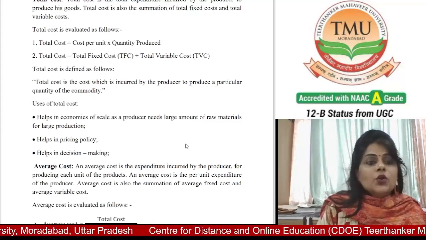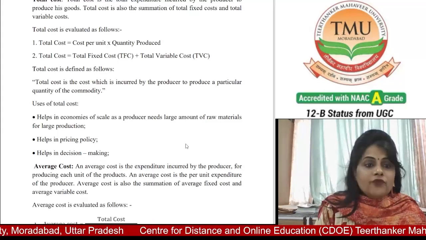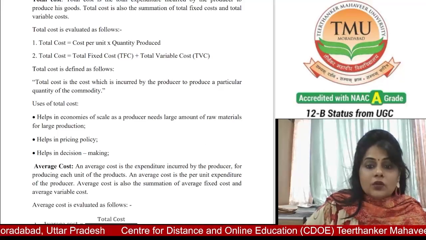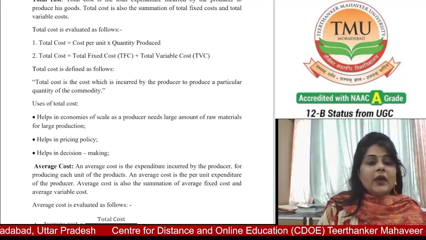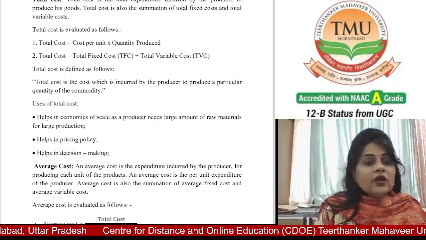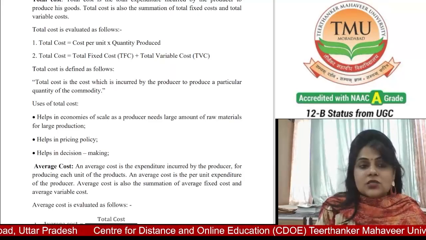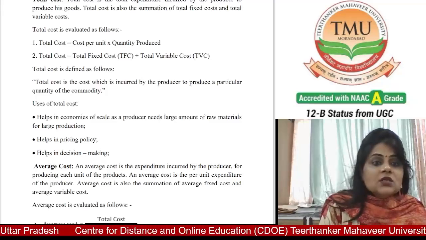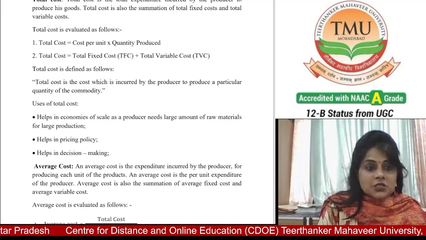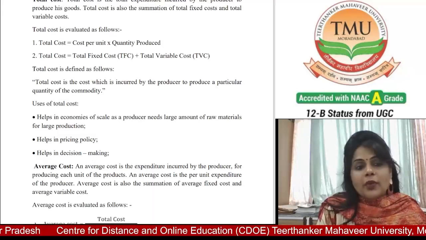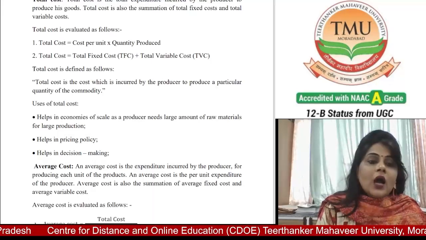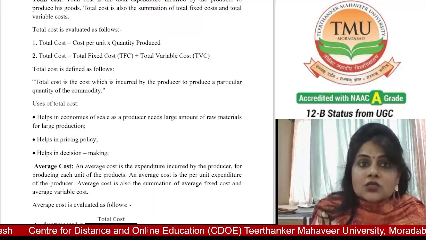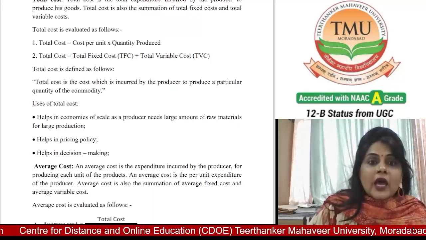In economics, total cost is made up of variable cost plus fixed cost. Total cost, variable cost plus fixed cost. Variable cost, I have also discussed in the previous videos. Variable costs are costs that change based on how many goods you buy or how much of our services you use. So total cost is evaluated as follows.